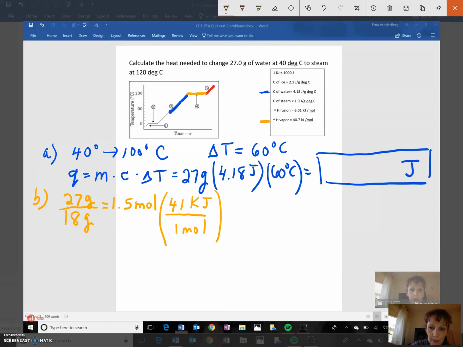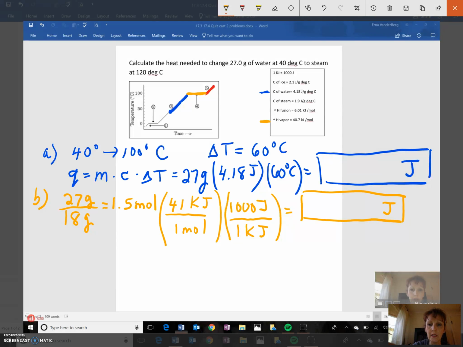Now, before we do anything else, remember, if we want to add it to quantity A, we need to convert this to joules. How do I do that? 1 kilojoule is 1,000 joules. Essentially, I'm multiplying 1.5 moles by 41,000 joules per mole. Okay? That's part B, the vaporization step.